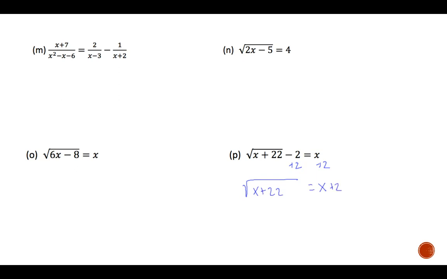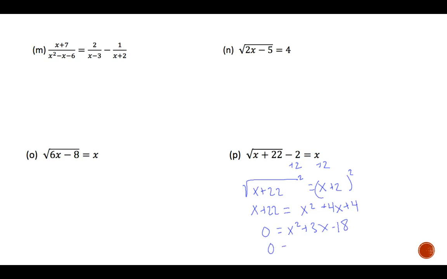What should I do next? Square both sides. Careful when you square the side. I'm going to be left with x plus 22 equals x squared plus 4x plus 4. Let's rearrange it. I'm going to move everything to the right. 0 equals x squared. 4x minus x is 3x. 4 minus 22 is negative 18.